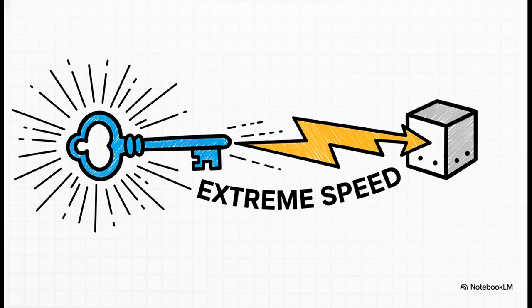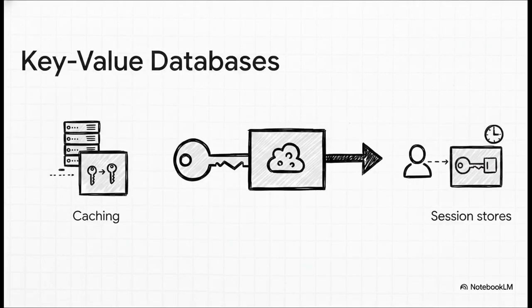It is built for one job and one job only, getting you a value, lightning fast when you already know its key. I mean, the model couldn't be simpler. It's just a giant dictionary. You have a key, say user123, and it points directly to its value. That's the whole game. This super minimalist design makes them insanely fast, which is why they're perfect for stuff like caching or managing website sessions. They trade away all that structural safety for raw velocity.